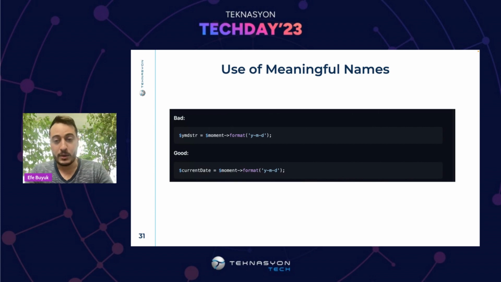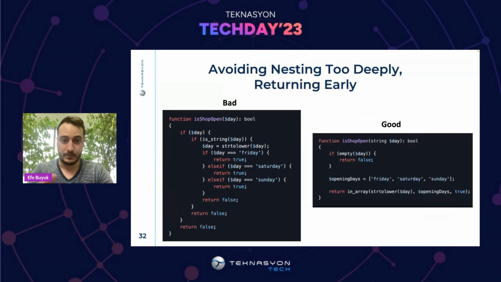As you know, we use meaningful names to be understandable. The examples I'm going to give are going to be in PHP language, by the way. And we avoid nesting too deeply, returning early to express our logic in a clear way, and avoid complexity. I think no one wants to write the code on the left, but the right one clearly says what it's doing.